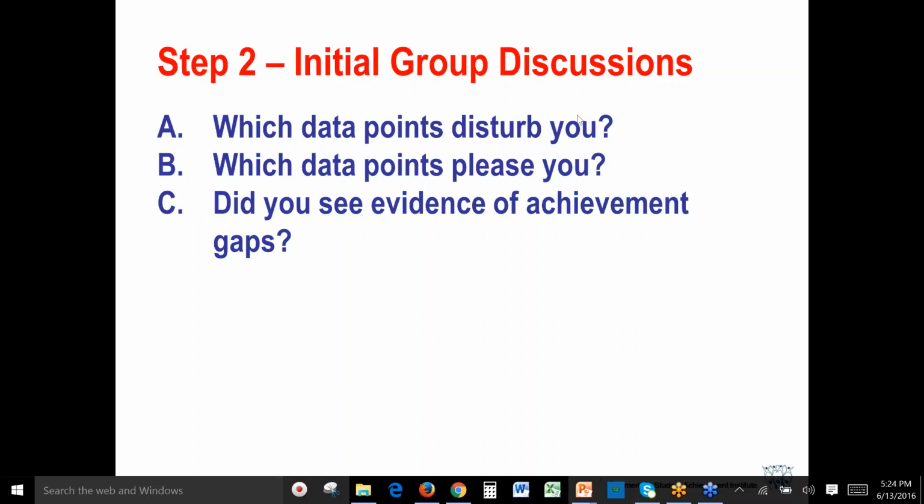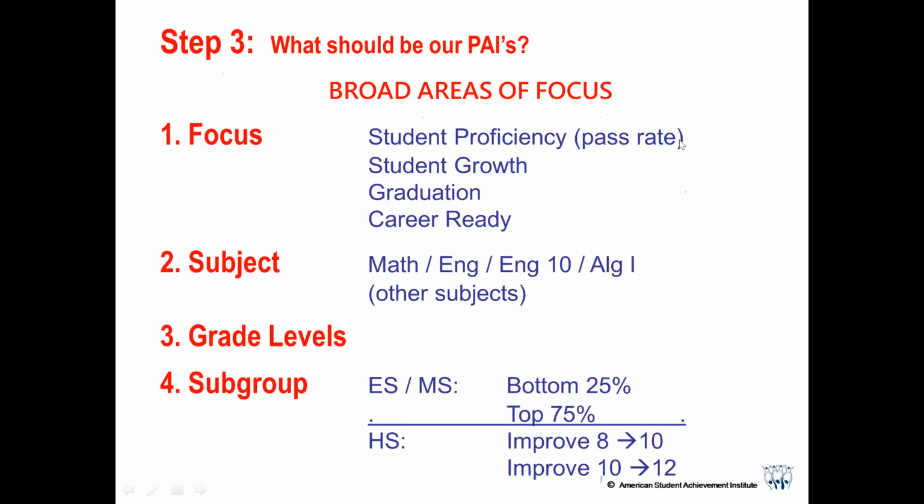And then the next step is to say, okay, let's make this more formal now. What should be our PAIs? Maybe you've got a flip chart out or a blackboard, and you're saying, okay, PAI 1, what's the focus, what's the subject area, what's the grade level, what's the subgroup, and you're defining that. PAI 2, what's the focus, subject, grade level, subgroup. So you're defining these broad areas together. So that's this step, to come up with PAIs. Now we're getting more formal.